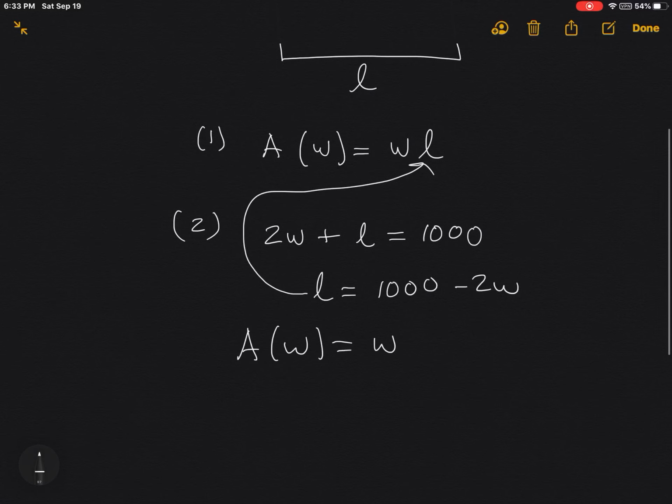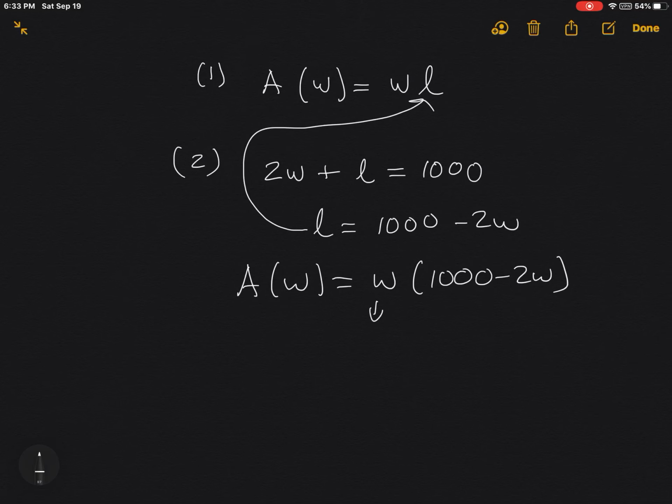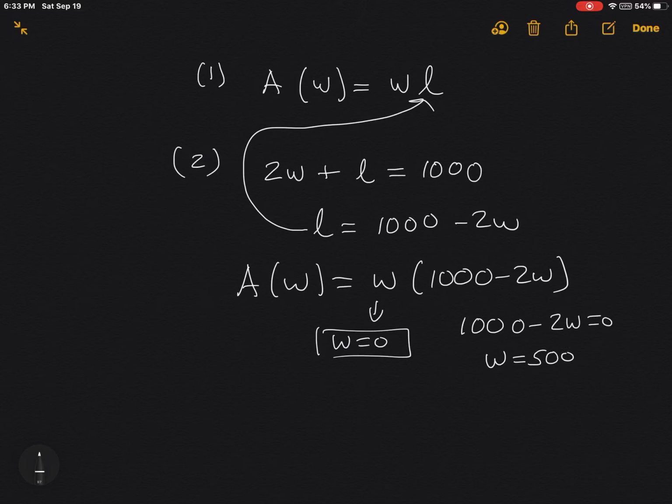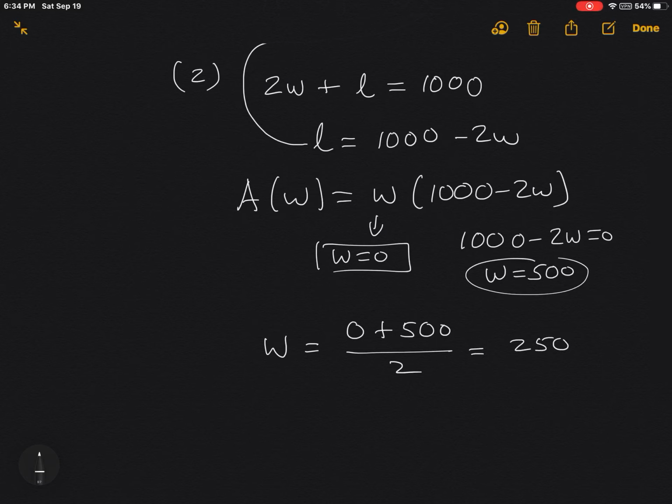All right, so area as a function of width is width times 1,000 minus 2W. This is now in intercept form. W is equal to 0. I'm going to use my P plus Q midpoint formula again. If you solve this, you're going to get W is equal to 500. And W is equal to 0 plus 500 divided by 2. You're going to get 250 for the width.